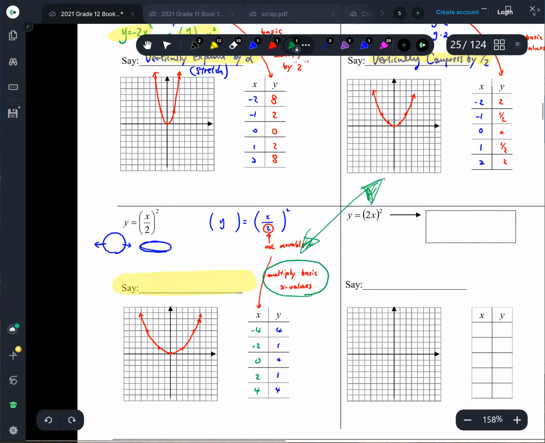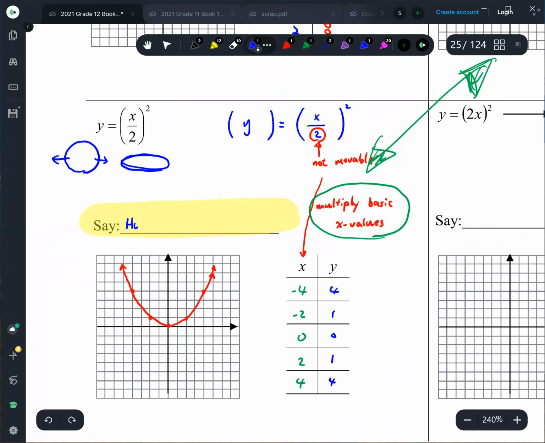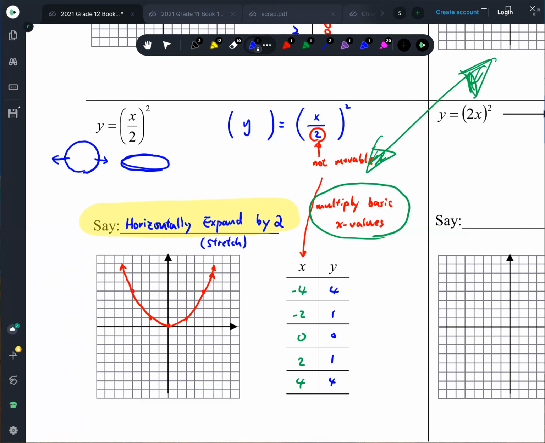All right, so let's describe it now, okay? We'll write it down. So this time, because it's under the x, it'll be horizontal. Okay, horizontally. And then it will be expanding because the number 2 will make numbers bigger, okay? So it will be horizontally expand, or you can say stretched by 2. So always focus on the number under the x or under the y. That will be the number that you use.